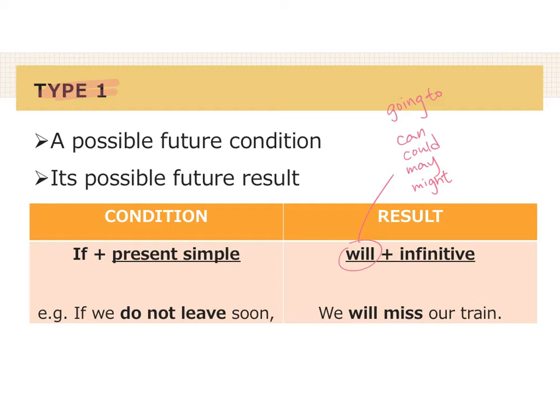We use the first conditional for a possible future condition and its possible future results. If this thing happens, that thing will happen. Look at the example. If we do not leave soon, we will miss our train. If plus present simple, will plus infinitive.